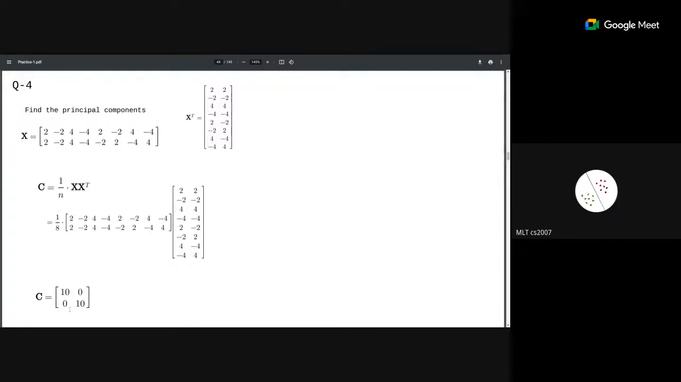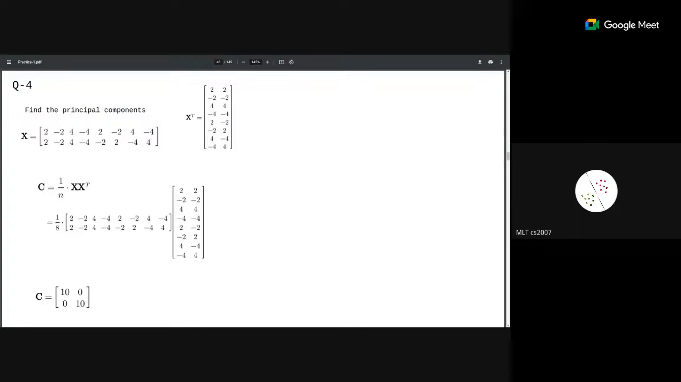So you will end up getting a covariance matrix like this: 10, 0, 0, 10. This is just computation, you can figure it out later. It's nothing hard. Now, what are the principal components for this setup?